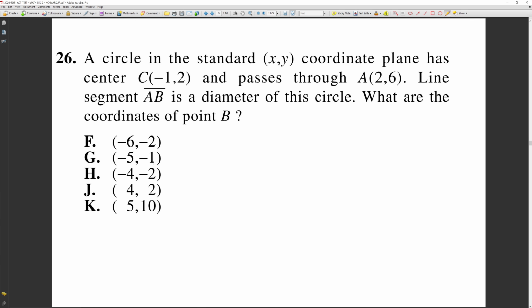Number 26. Okay, so we look at the answers here. So it looks like all the x's are different, but there's some repeats in the y. So we want to repeat doing y's. We want to solve for x if we can first.